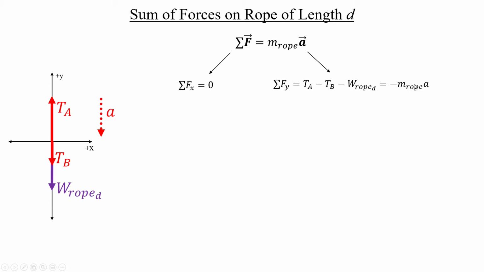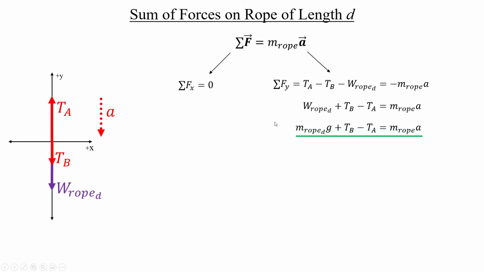Instead of regular ma, we have the acceleration pointing in the negative direction, so it has to be minus ma. And we want to get rid of this minus here, so we'll multiply both sides of this expression by -1, which rearranges things for us a little bit. And we can also exchange the weight of the rope at length D for mg of the rope at length D. And this is our last equation that we're going to make a mark for.